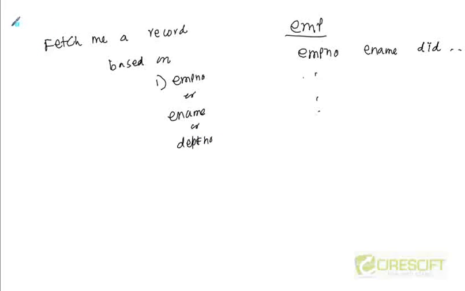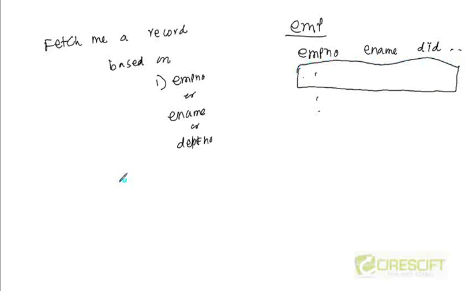So write a function. That function is going to take either an employee number, or an employee name, or a department number, and it will fetch the complete record, the complete row. So this is our requirement.